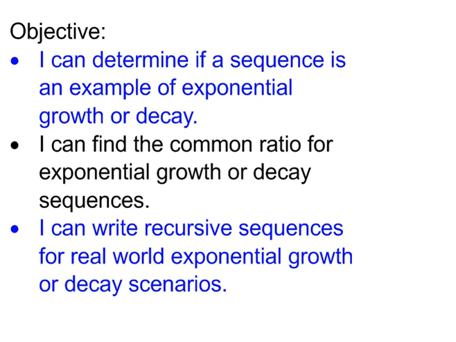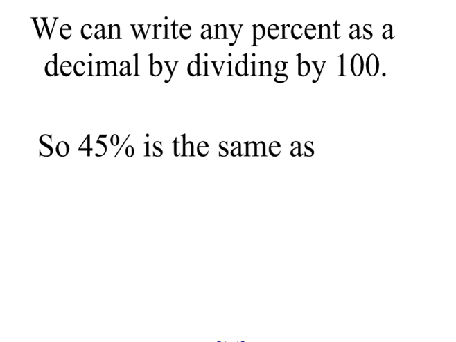So right now we're going to do a couple of problems that are not on your worksheet, but we're going to look at just figuring out what percents are as numbers that we're going to multiply, so by common ratios. We can write any percent as a decimal by dividing by 100. So we can take our 45%, divide it by 100, and we will get 0.45 as our multiplier.